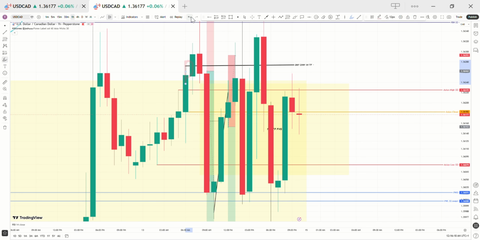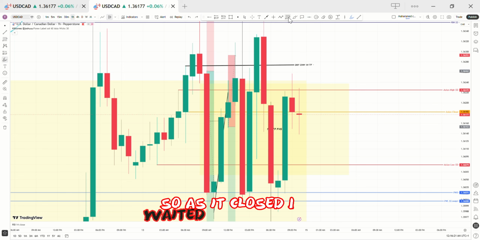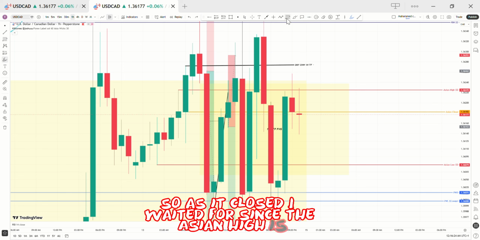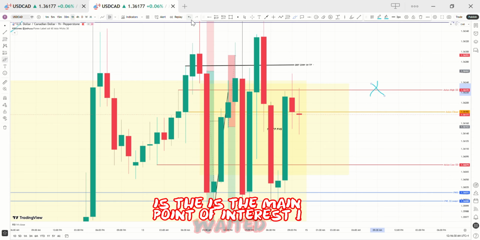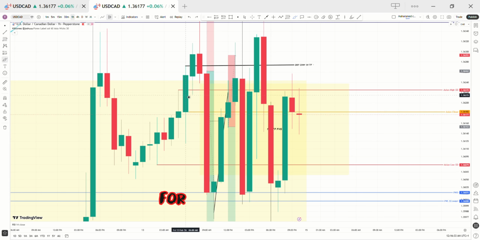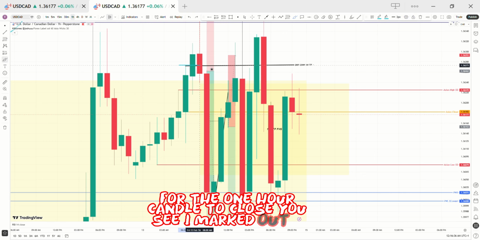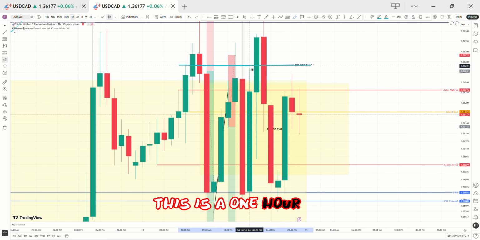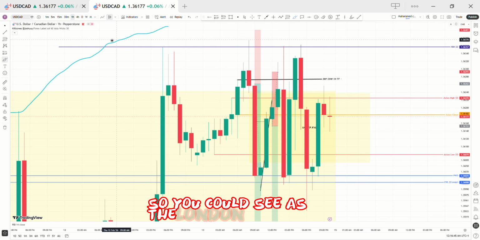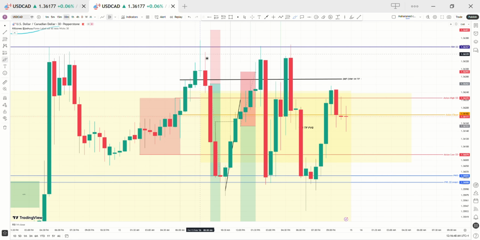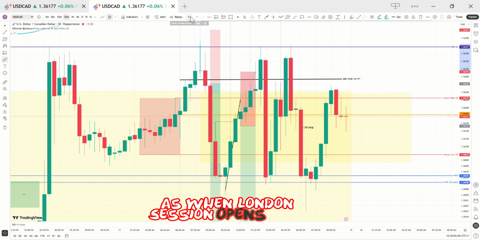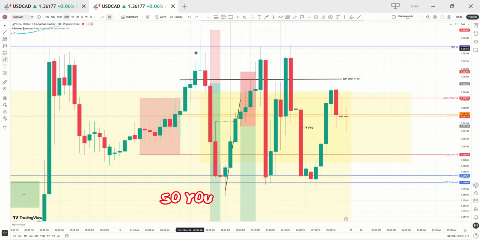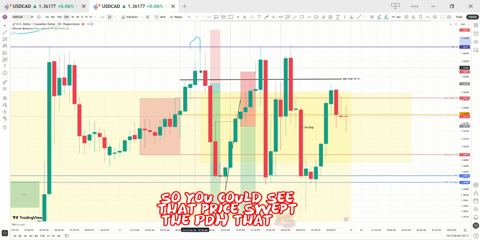It closed. So as it closed, since the Asian high is the main point of interest, I waited for the 1 hour candle to close. You see, I marked out the DRF high. This is a 1 hour high in just simple terms. So you could see as the London session opened, price actually, around 8 o'clock, that's when the London session opens here in Nigeria, you could see that price swept the PDH, that is previous daily high.